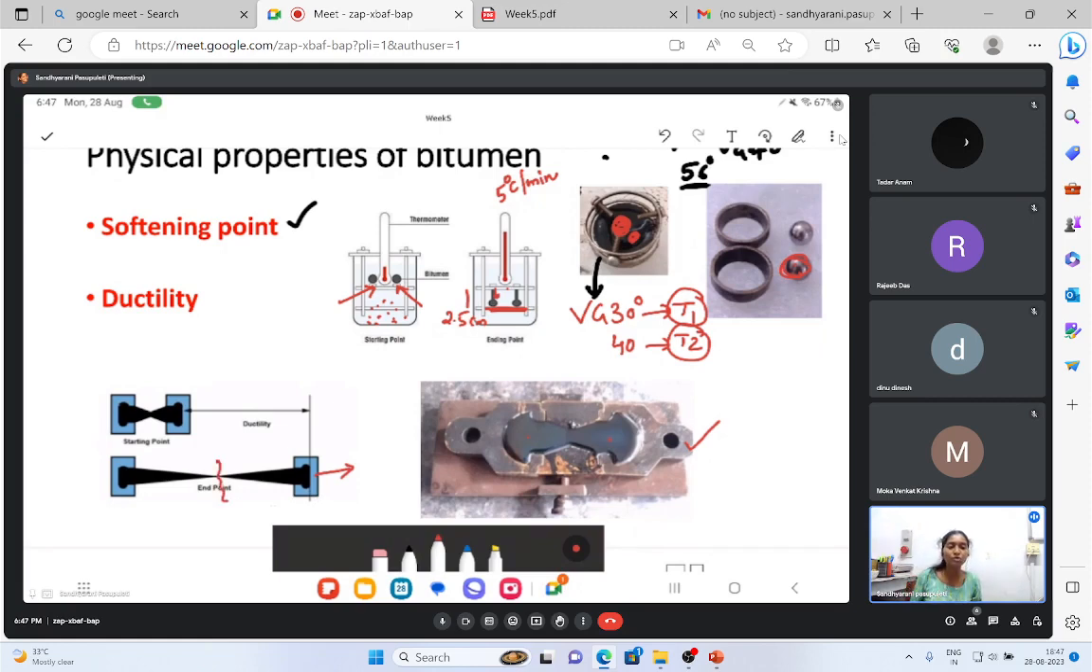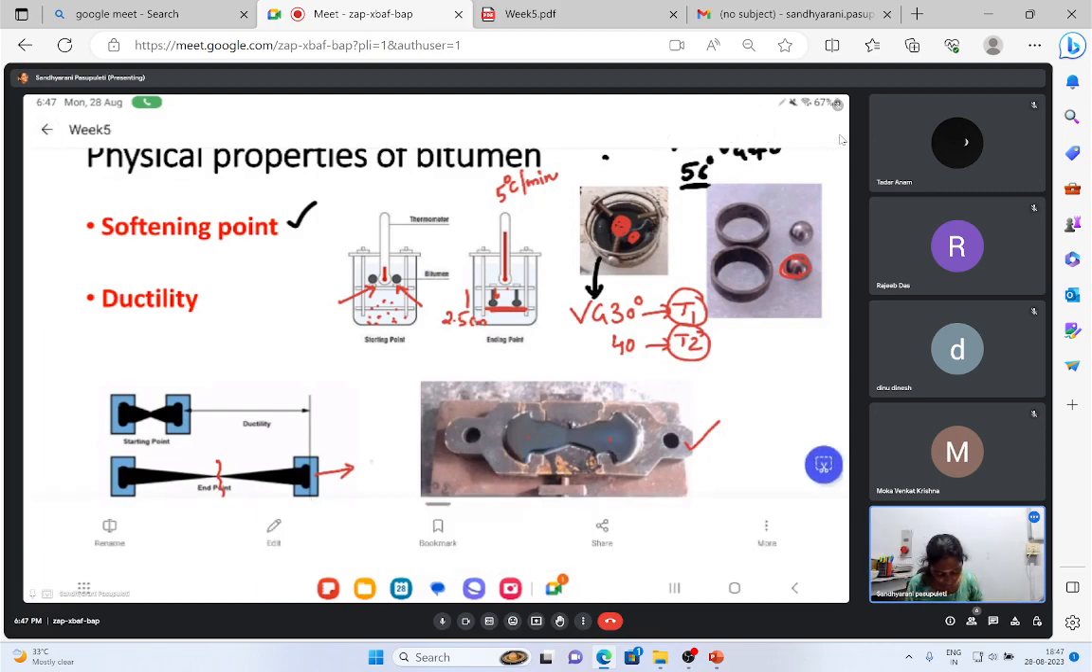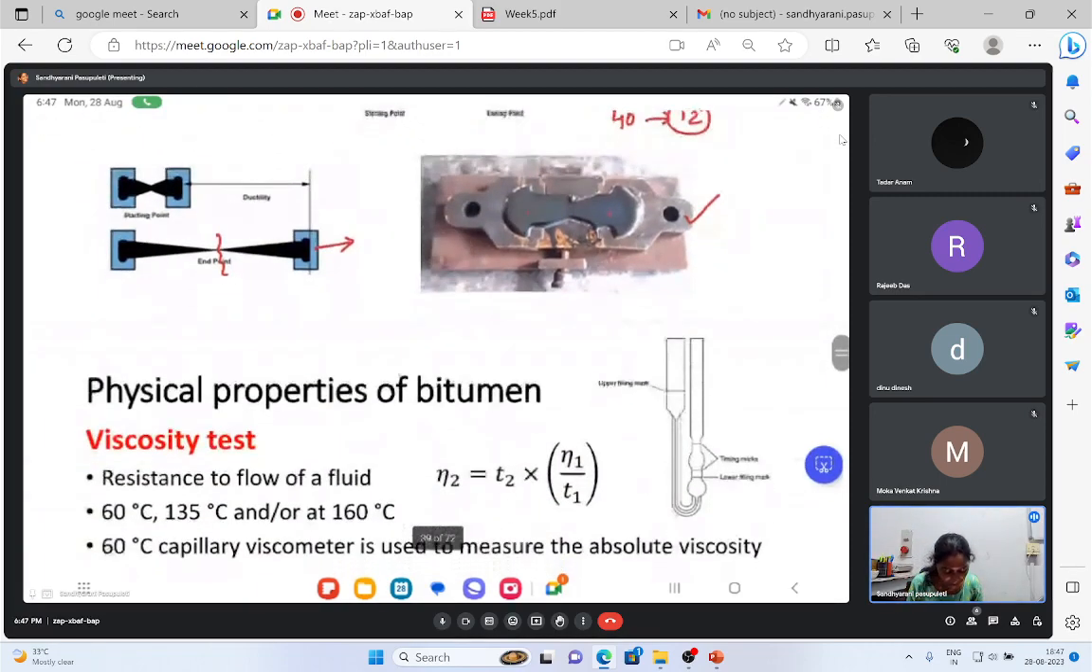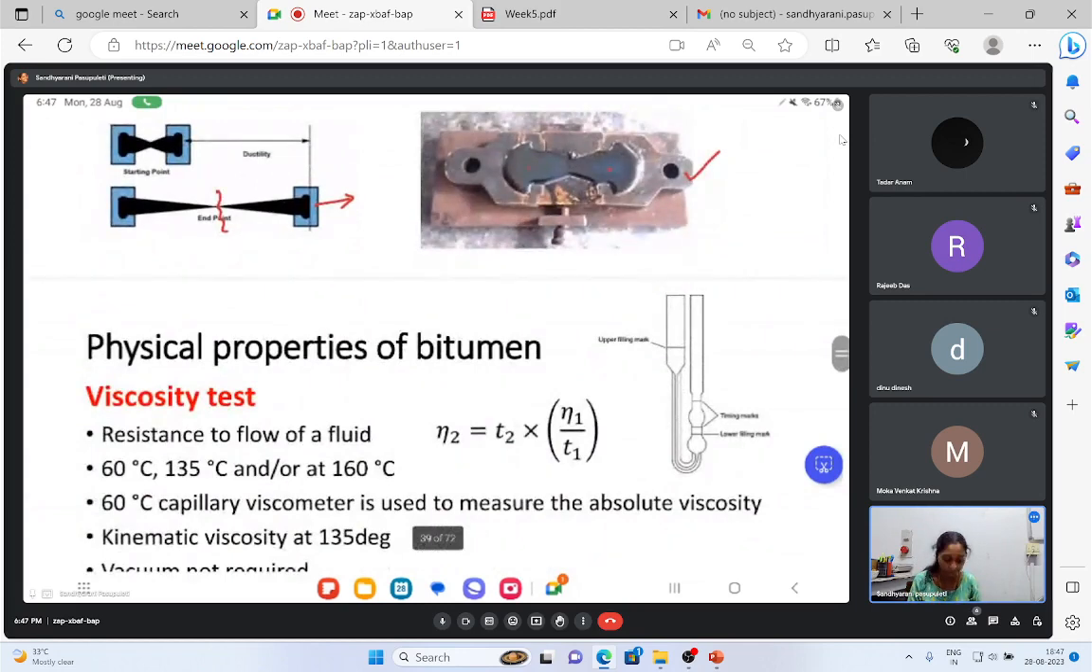So if we are able to stretch it more, that means the ductile properties, or the coating properties, the viscoelastic properties, are more for that bitumen. We do not want the bitumen to suddenly break, because that would be very brittle in nature. So these are the tests that indicate the consistency of the bitumen.